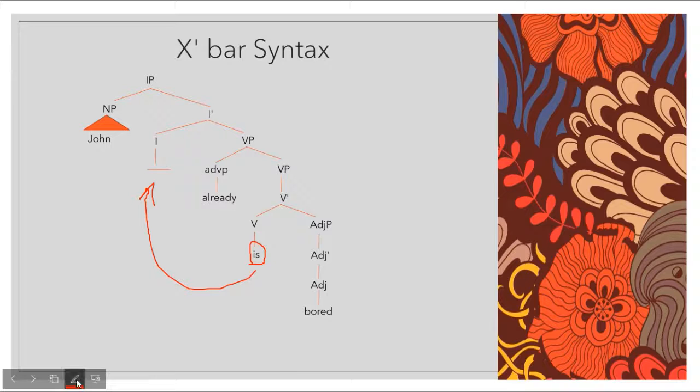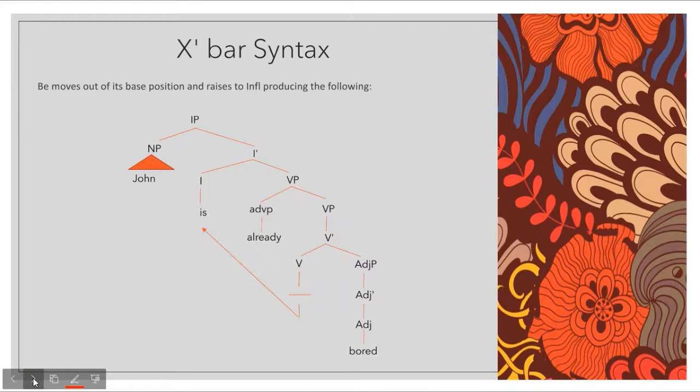So the structure will become as follows, like this. Be moves out of its base position and raises to INFL, producing the following. So here our sentence becomes grammatical: John is already bored. Poor guy, maybe he is in quarantine too, we don't know.